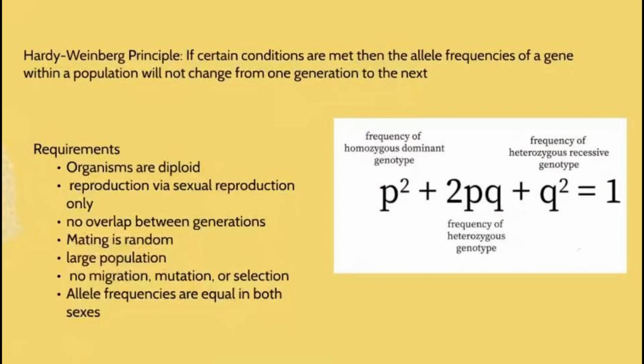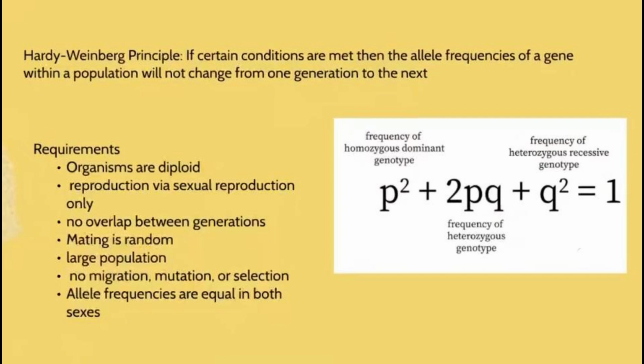The assumptions that we have to make for the Hardy-Weinberg principle to be correctly applied are that the organism has to be diploid, so it has to have 2 copies of each chromosome. The organism has to reproduce only by sexual reproduction, so it can't have any kind of asexual reproduction capacity. There can be no overlap between generations, which means that the parents do not mate with the offspring, so there's a clear definition between each generation.